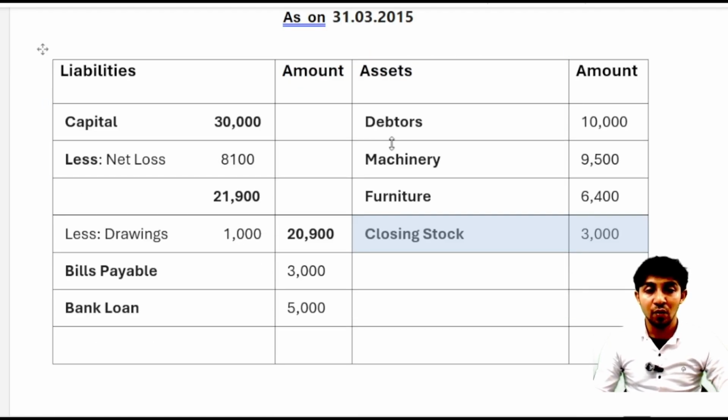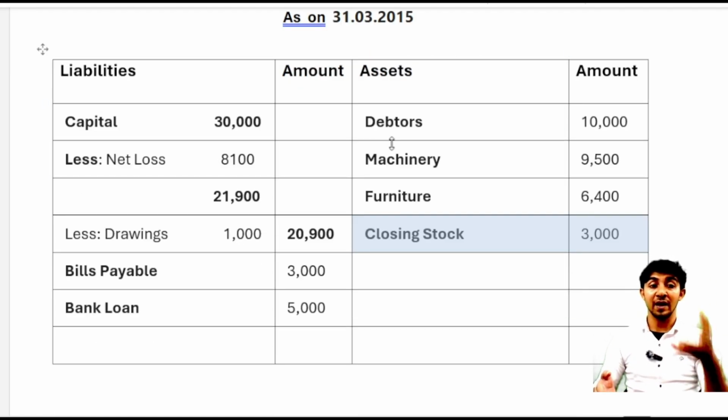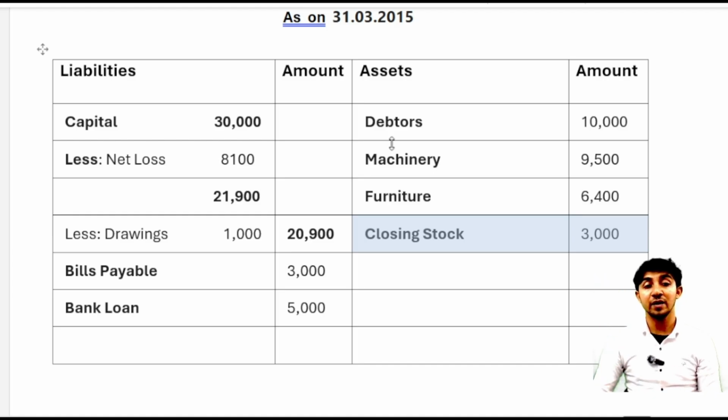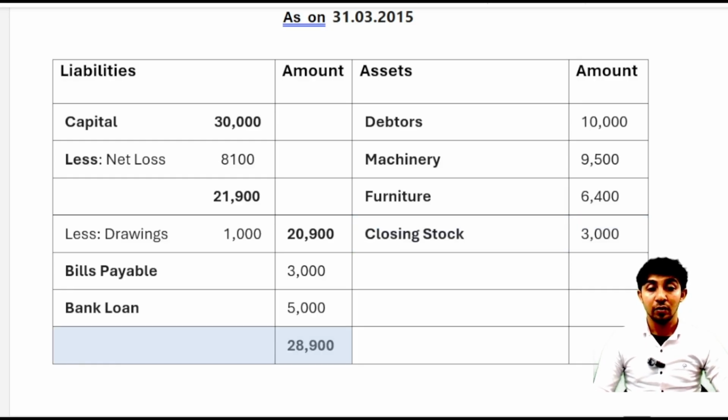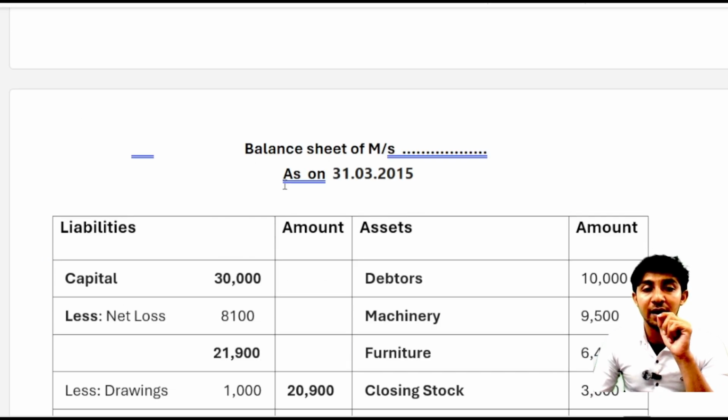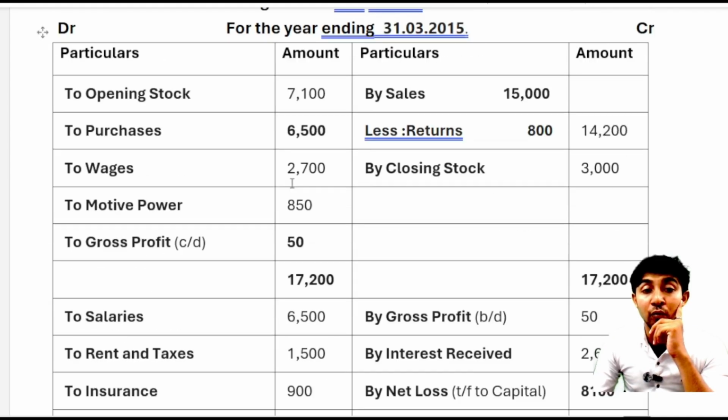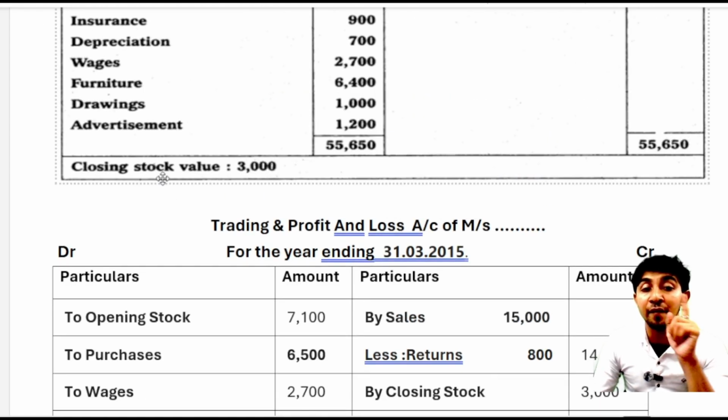Everything is done. Now we need to do the total of liabilities and the total of assets. If both totals are equal, then our balance sheet is tallied. Now let us find the total. So when we total, the total of liabilities will be 28,900 and the total of assets will be 28,900. Done. Now let us verify our rule. What is our rule? The rule for adjustment is every item of adjustment must appear twice. Every item of adjustment must appear two times.